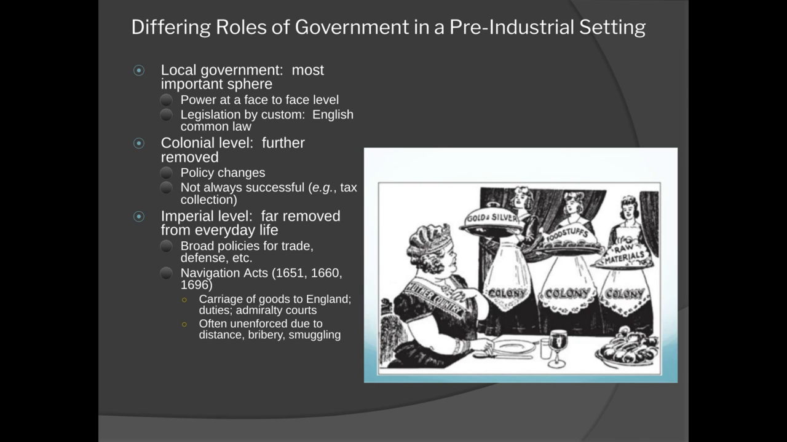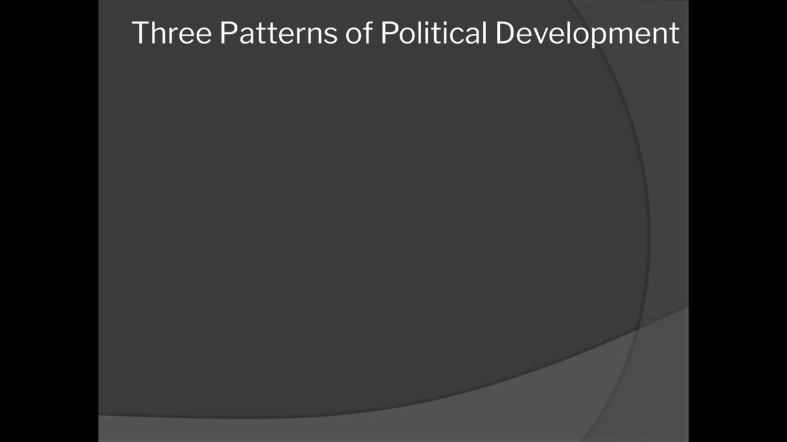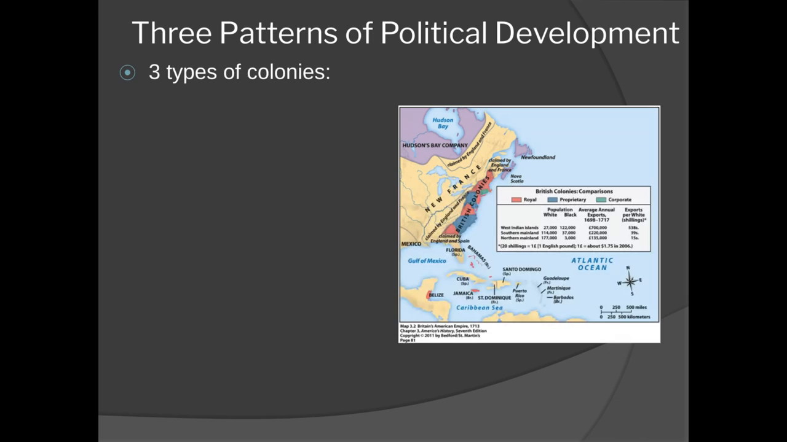A lot of times Navigation Acts were unenforced due to the fact that the imperial government is giving them. So the imperial government would be like our government in Washington, D.C., the federal government. A lot of times it was unenforced due to distance, things like bribery and smuggling as well. And people were in control from the very top of the socioeconomic hierarchy. So if you were wealthy, you had a place in society and you had control and power. But if you were poor, you didn't have any control and power.